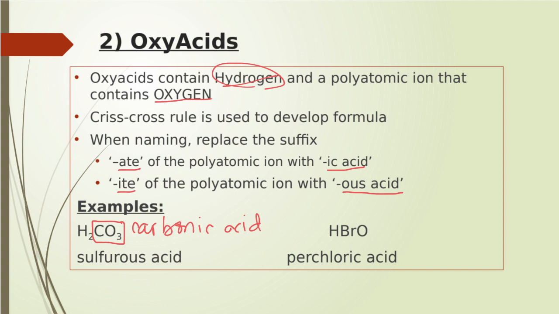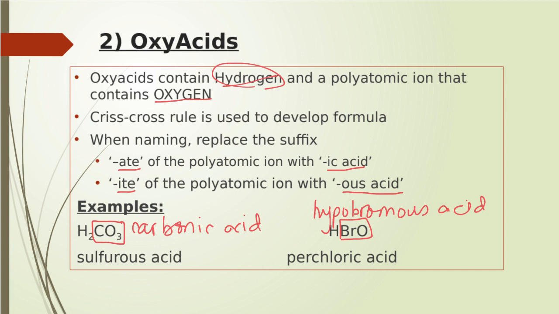Next door, we have HBrO. Again, you are only focused on the BrO ion. And what is the name of it? That is called hypobromite. So all we're going to do is replace the ite with ous acid. So we call it by its name, which is hypobromous acid.